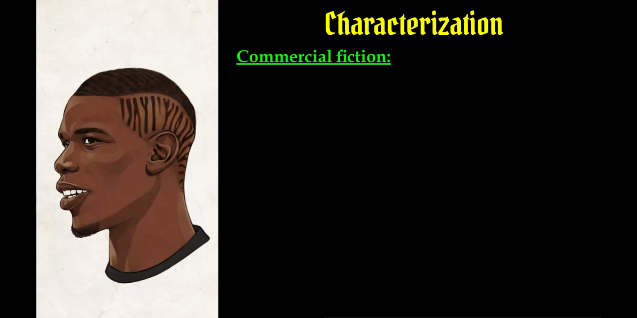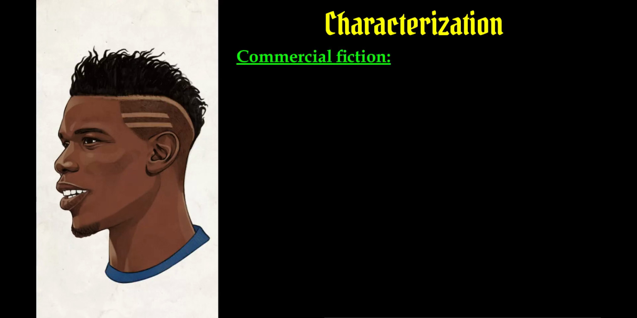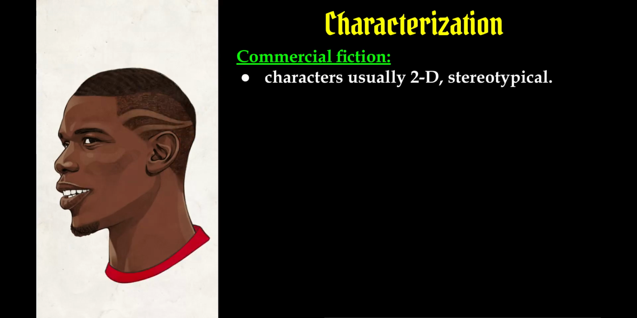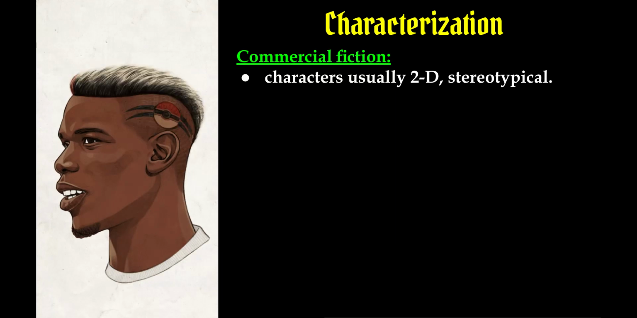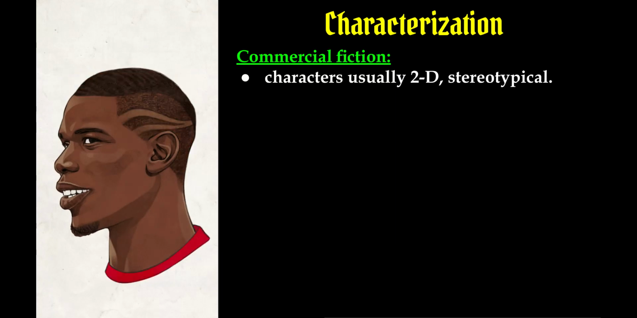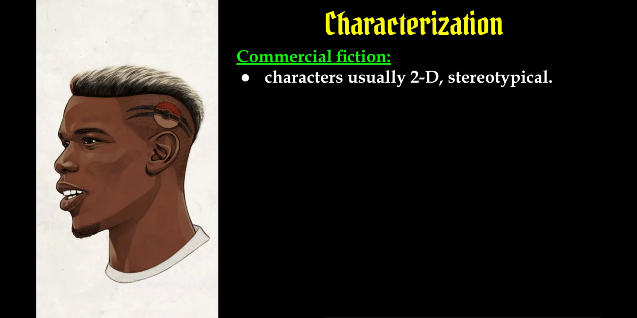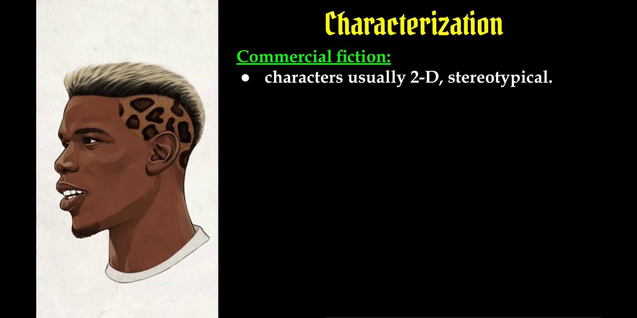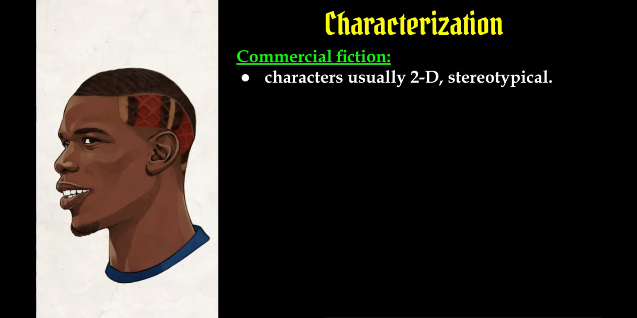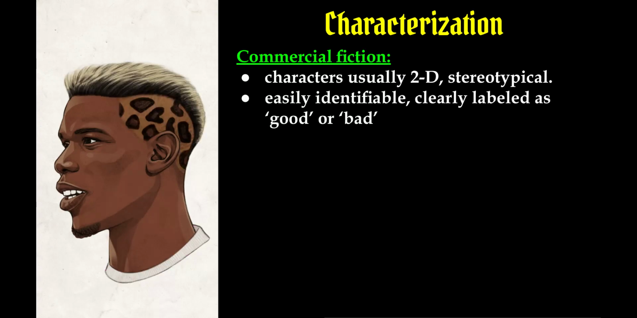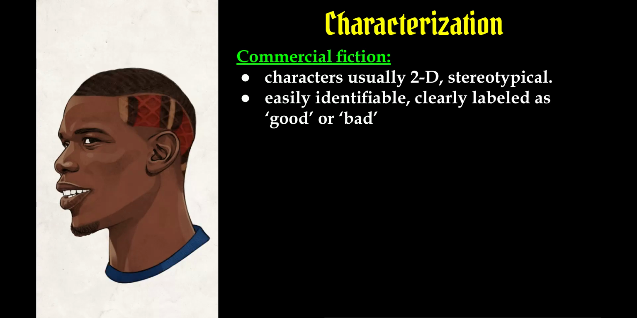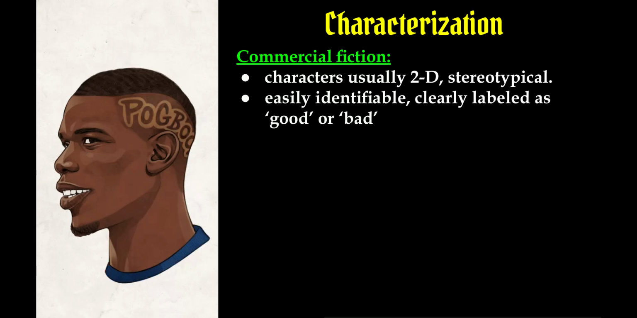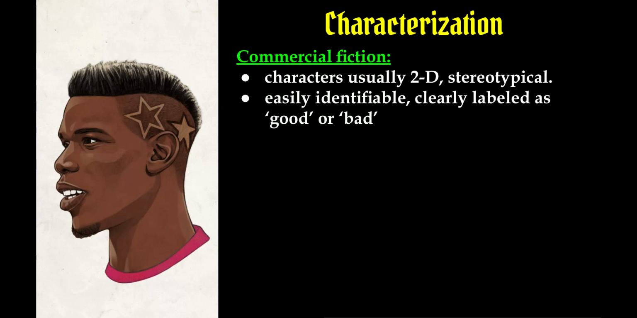So again, we're going to talk about commercial versus literary fiction. Let's talk about commercial fiction features of characterization versus literary. Commercial fiction characters tend to be more two-dimensional than literary characters. It's not that they can't have some depth, but they tend to lack the depth that a literary character has. They tend to be more stereotypical, stock characters. They're more easily identifiable, clearly labeled as either good or bad. Sometimes there's a little bit of gray, but they're not as morally complex as a literary figure would be.